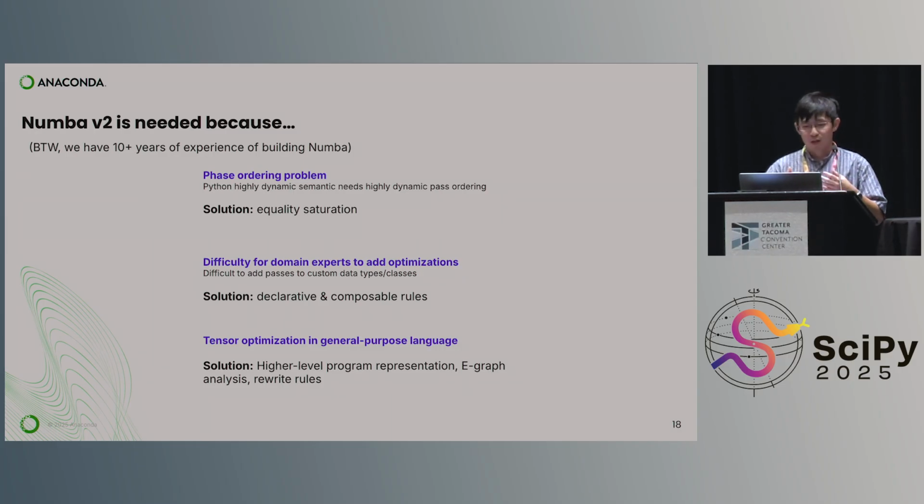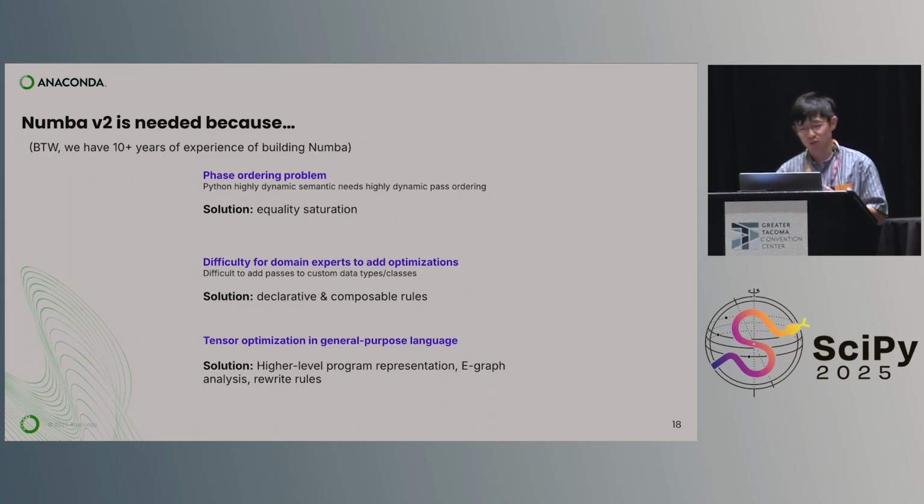So we want, by not having the phase ordering problem, the passes to be able to go anywhere. By having these declarative, composable, logical rules, we think it becomes easier for people to write these optimizations, as there are no side effects to them.